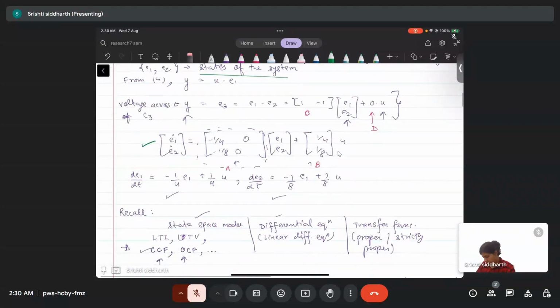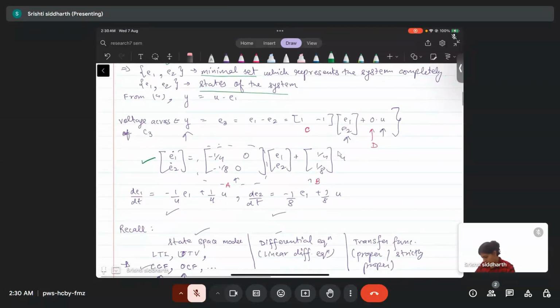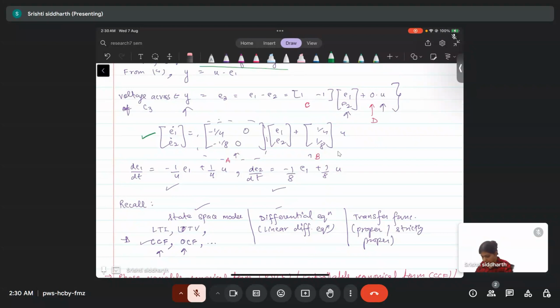To get the evolution of the states, we form these matrices A, B, C, and D, and we say that the state space equation, the standard form, is x dot equals Ax plus Bu, and the output y is Cx plus Du. So to get the state space model, we need to know the matrices A, B, C, and D.